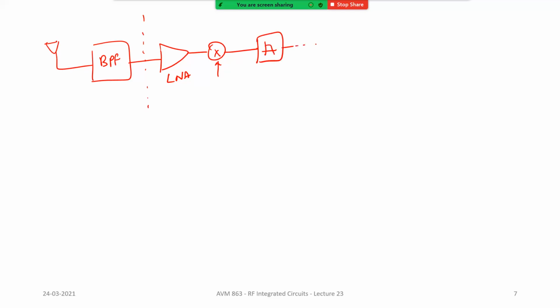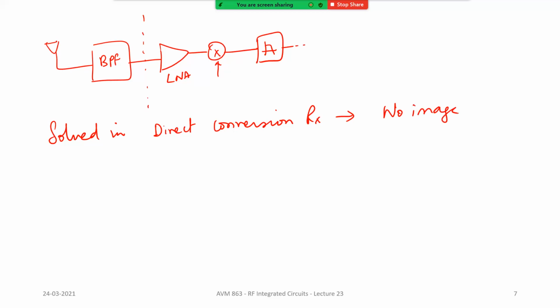Now this problem is solved in direct conversion receivers, because there is no image. There is no concept of image.